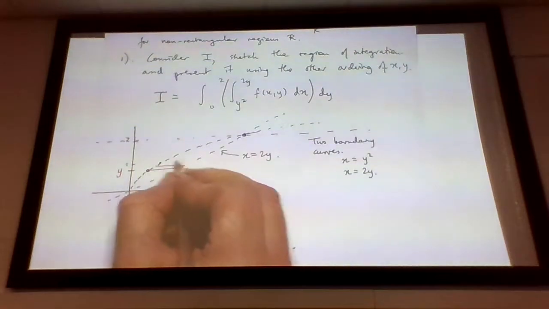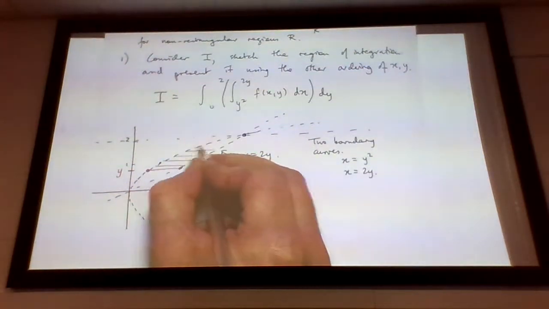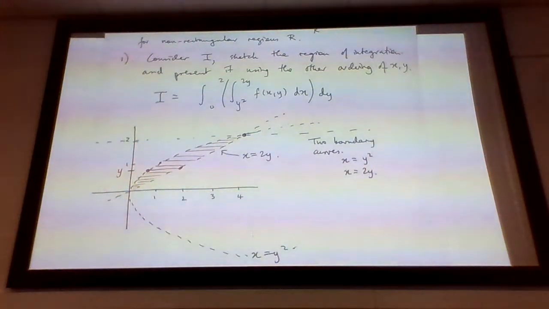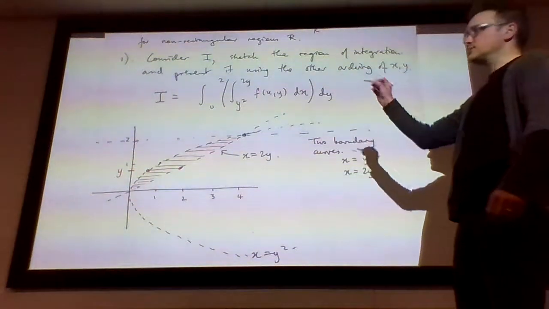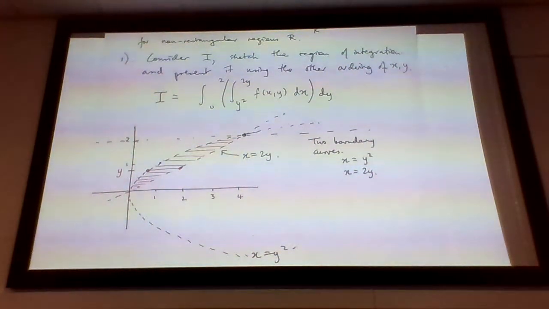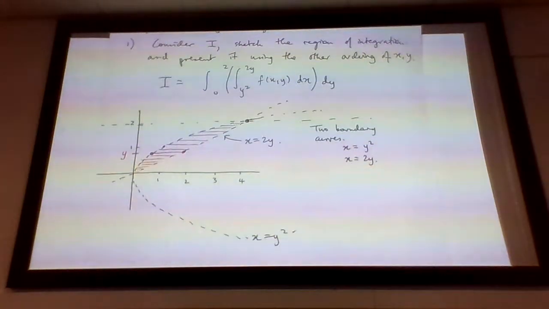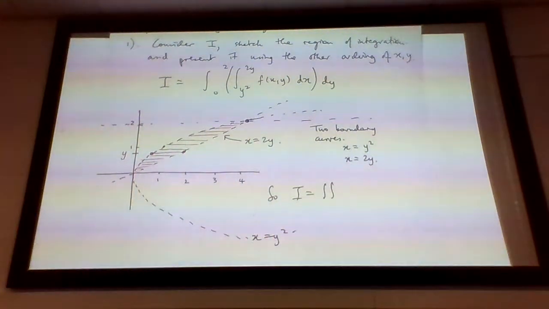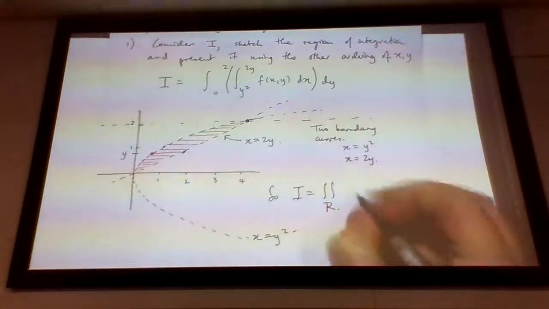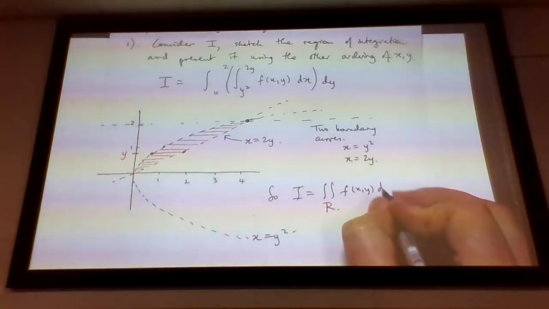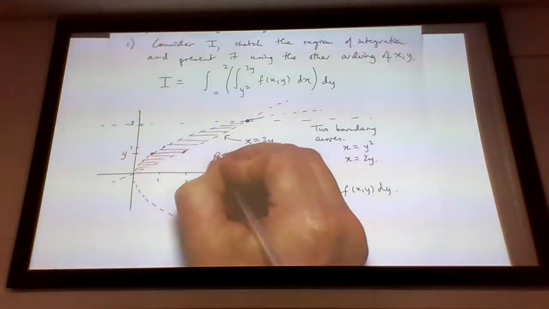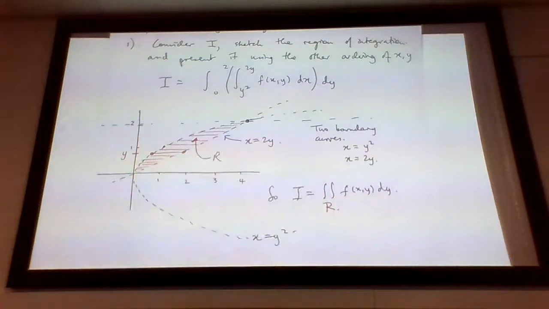And so at all the intermediate values of y, we have all these horizontal lines, okay? Drawing these horizontal lines between the two curves at every value of y literally shades out the region R. So the region of integration, I is the double integral over R of this function f of x, y, dy. Okay, so R is this red shaded region in here.